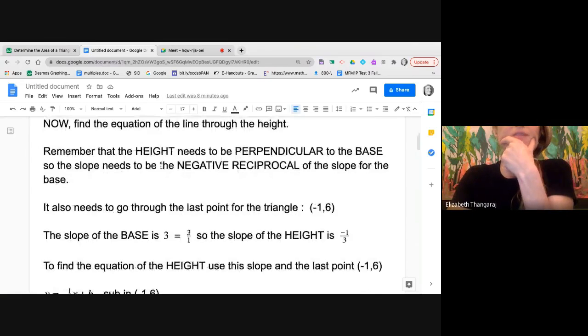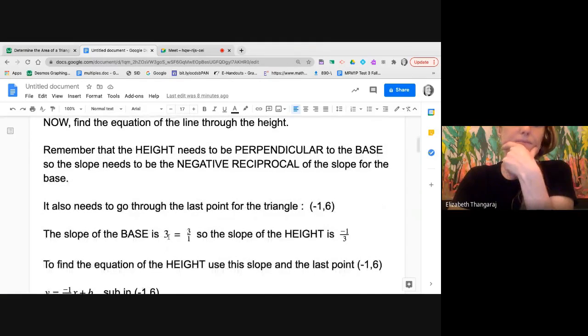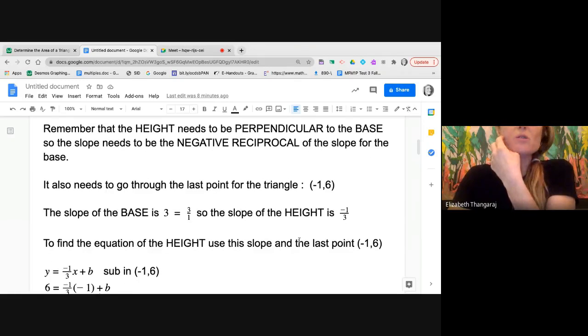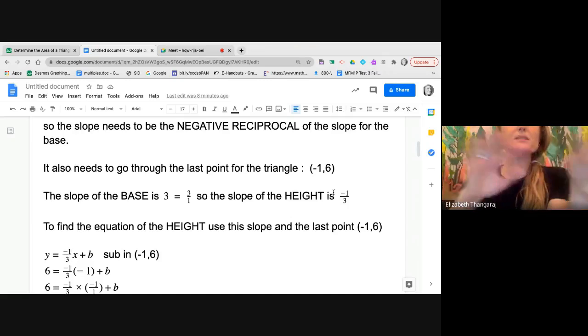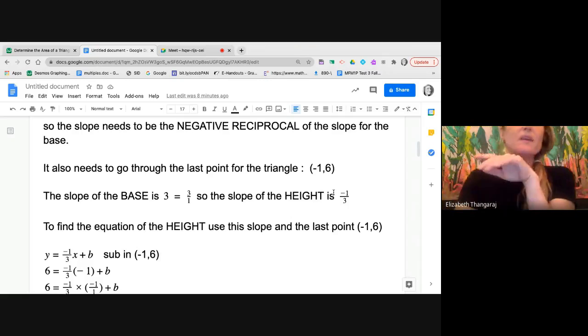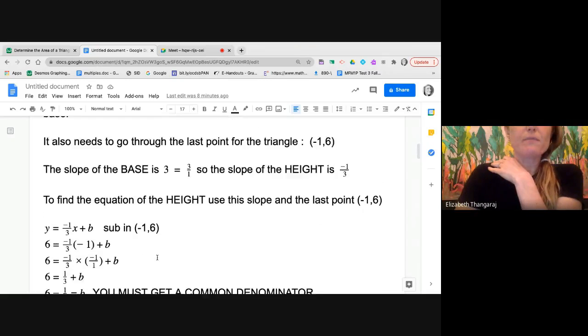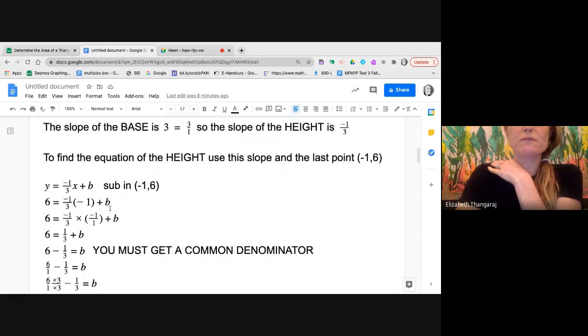I know that the slope of the base is 3, or 3/1. So that means the slope of the height, since it's perpendicular, needs to be -1/3. And we also need to use that last point, -1, 6. So I'm going to do some algebra. y is equal to mx plus b. We know our m needs to be -1/3 because it's the negative reciprocal of the base, plus b. And I'm going to sub in -1, 6 into my equation.